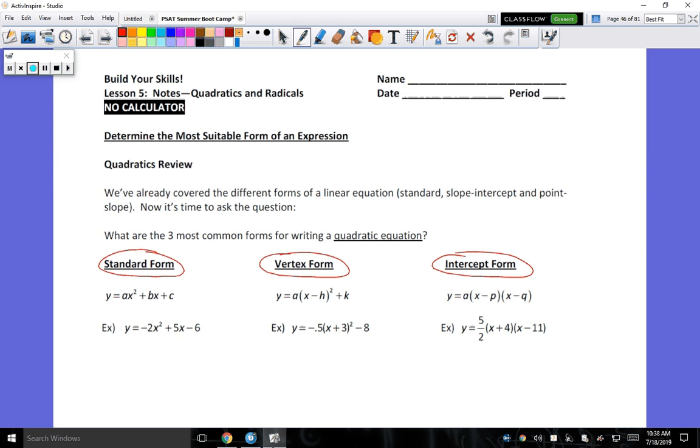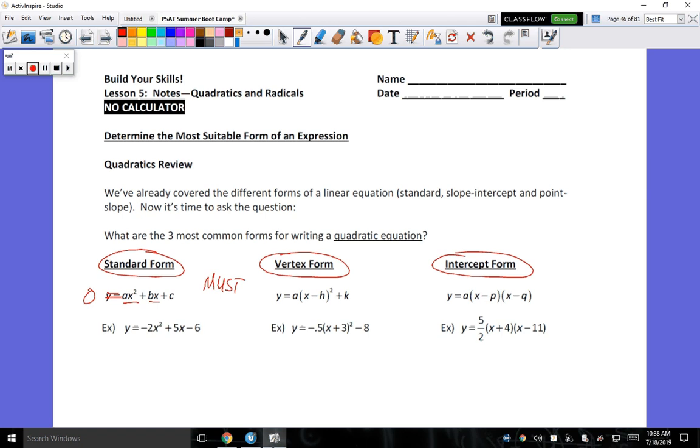Okay. So it says quadratics review. We've already covered the different forms of linear equations like standard, slope-intercept, and point-slope. Now it's time to ask the question, what are the three most common forms of quadratics? Okay, so you have the standard form, and this is just a recap of the one that we talked about before, where we set it equal to 0, and that it was a must to set equal to 0 if you were given the ax squared and the bx term.